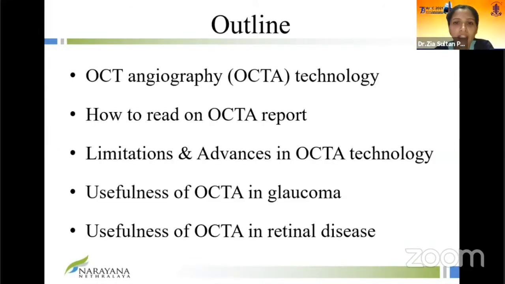So the outline of this IC will be, we'll first talk a little bit about the technology and how to read an OCTA report. We'll then discuss what the limitations and advantages of the technology are. And then my colleagues will discuss the usefulness of this imaging technique both in glaucoma and in retina.